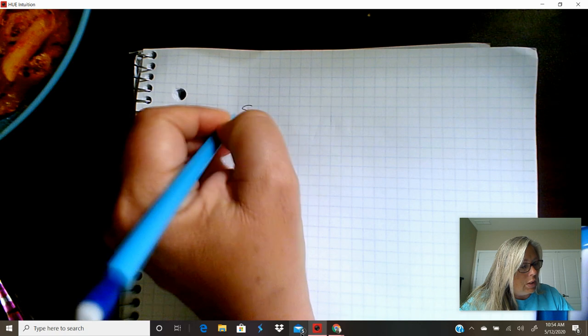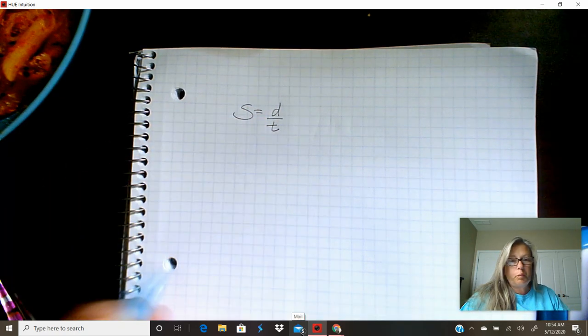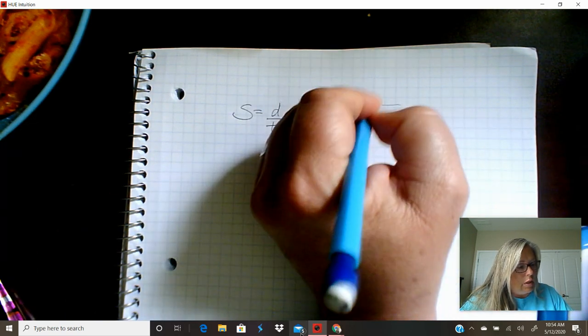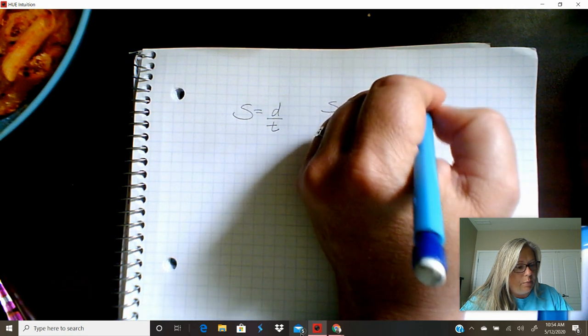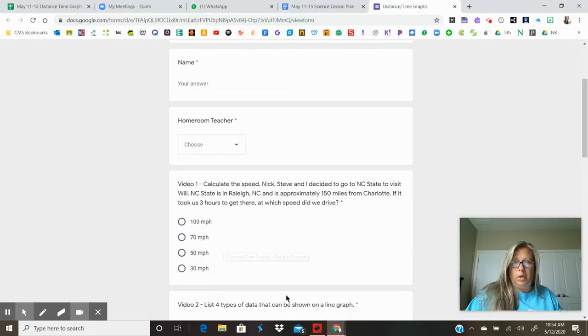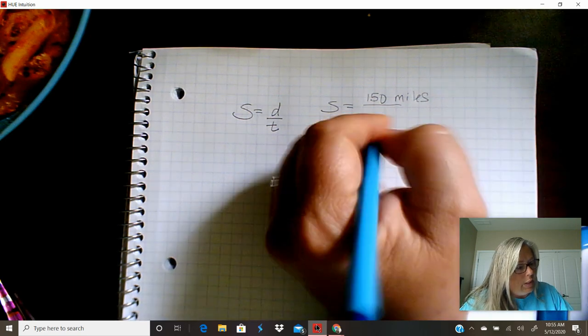So what I'm going to do when I do this is I'm going to remember my formula. Speed equals distance divided by time, right? And now I can do this. Speed equals 150 miles because that is the distance that was in the problem. And then I'm going to go back over and find out what the time was. All right. And if it took us 3 hours to get there, at which speed did we drive? All right. So let's go back to our paper. It took us 3 hours.